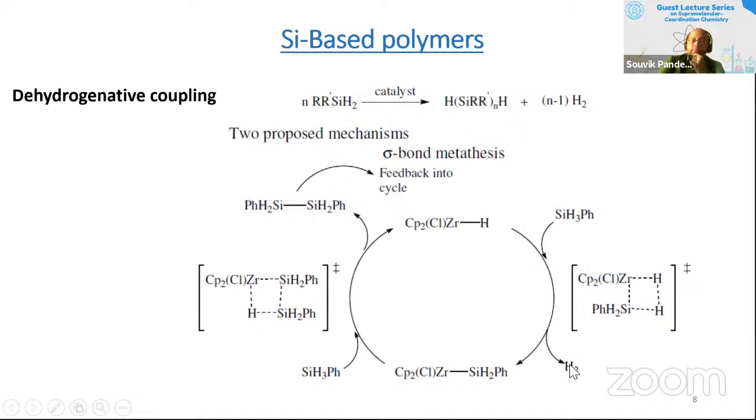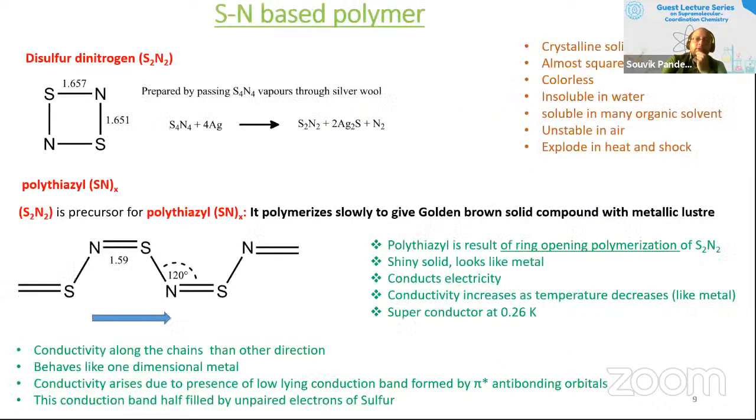Then this type of compound bonds with another PhSiH3, and we get Cp2ClZrH again in our reaction mixture. Again we get this compound, and this compound is now used for the next cycle. So in this way the polymer goes bigger and bigger. So these are the silicon-based polymers we just discussed.